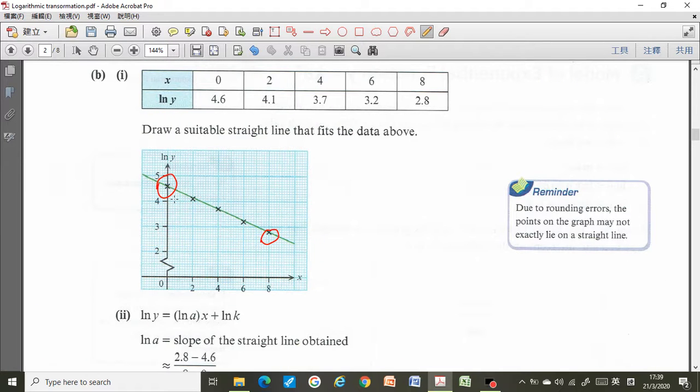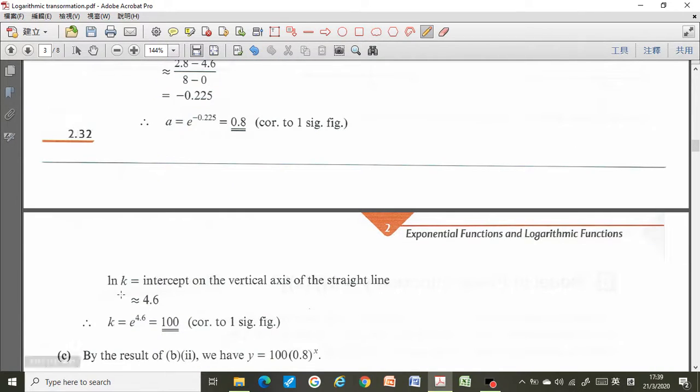And similarly, we calculate the y-intercept. Here you find that it is 4.8. So that means log k is approximately equal to 4.8. Why do we say it is approximate? Because we are not calculating. We want to estimate by using the graphical method. So this answer is not the actual answer. So we take an approximate answer. And with log k equal to 4.6, then k is equal to e to the power 4.6, you will get approximately 100.